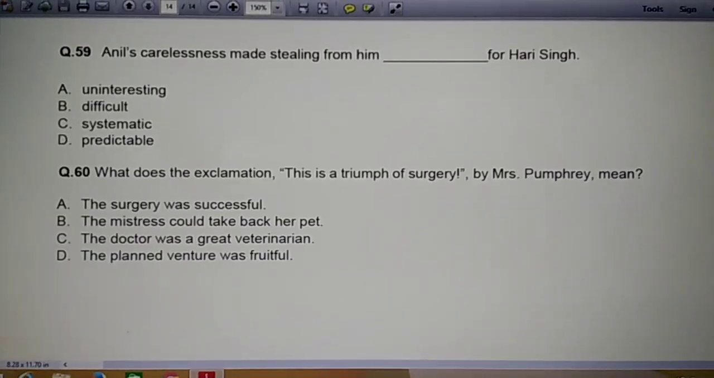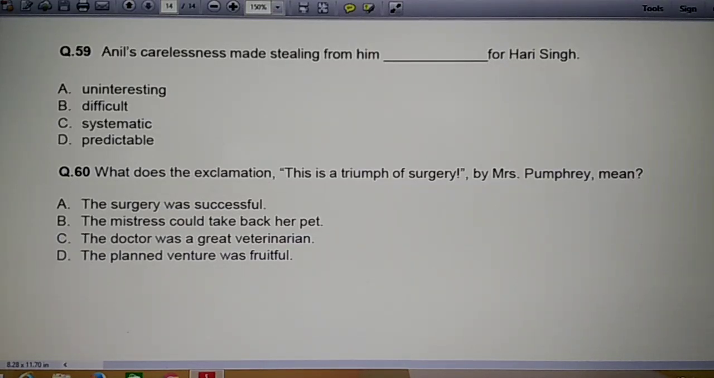Question number 59. Anil's carelessness made stealing from him uninteresting for Hari Singh. So the right option for that will be option A, uninteresting. Question number 60. What does the exclamation "This is a triumph of surgery" by Mrs. Pumphrey mean? So the options are: the surgery was successful, the mistress could take back her pet, the doctor was a great veterinarian, option D, the planned venture was fruitful. So the right option for that will be option D, the planned venture was fruitful.